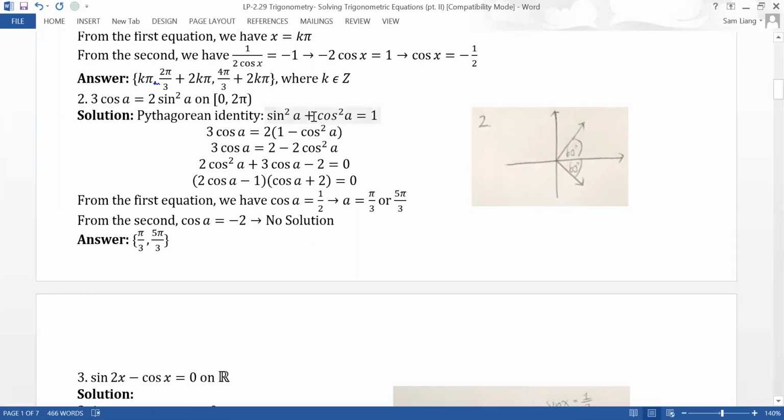Okay, so first thing I want to do is use the Pythagorean identity, right? So sine squared A plus cosine squared A is 1. And I'm going to use that to substitute on the right-hand side. So from here, you can get that sine squared A equals 1 minus cosine squared A.